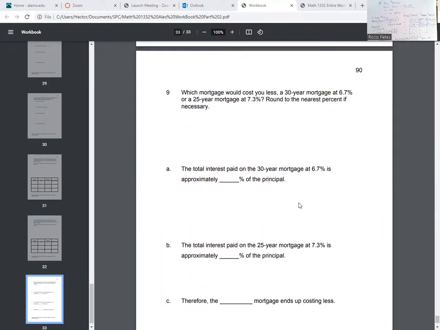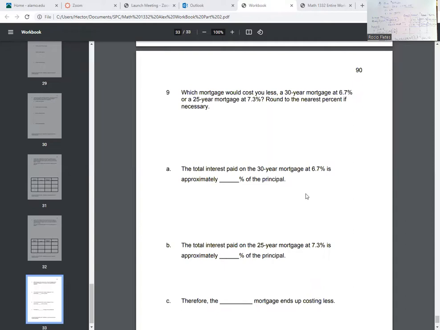So number 9, we have a mortgage. It says, which mortgage would cost less? A 30-year mortgage at 6.7%, or a 25-year mortgage at 7.3%. Round to the nearest percent if necessary. So we're going to figure out several things here.